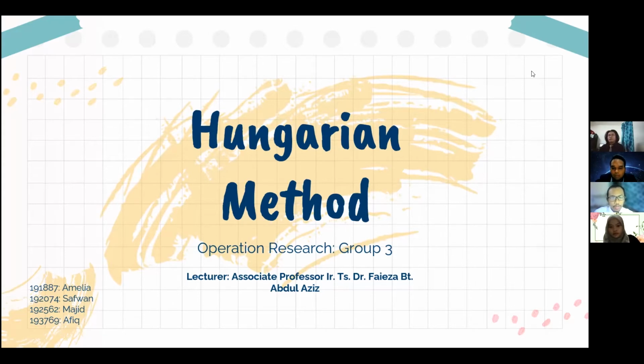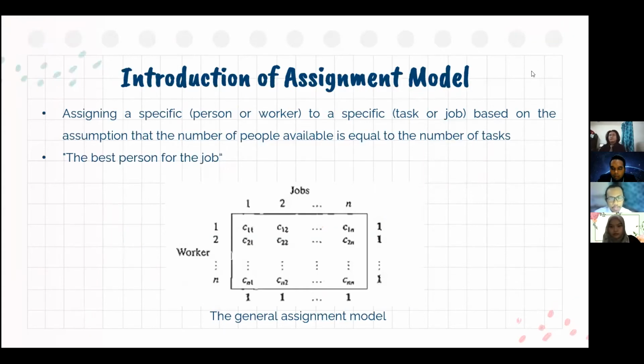So we're going to go to the introduction. Next slide, please. Okay. The subject in operation research has a subtopic called the assignment model. It includes assigning a specific person or worker to a specific task or job, based on the assumption that the number of people available is equal to the number of tasks. The best person for the job is an accurate description of the assignment model. As in the example in the picture, this is the general assignment model with n workers and n jobs, represented in the figure. Next slide, please.